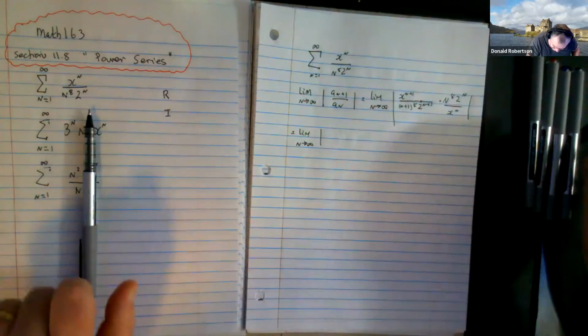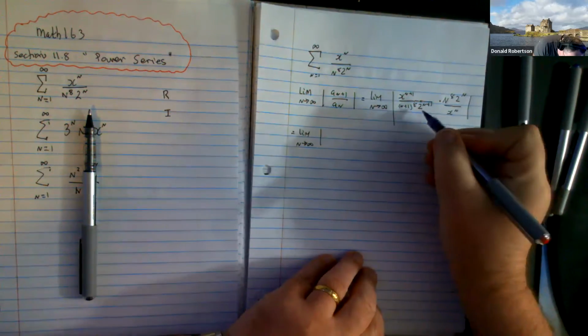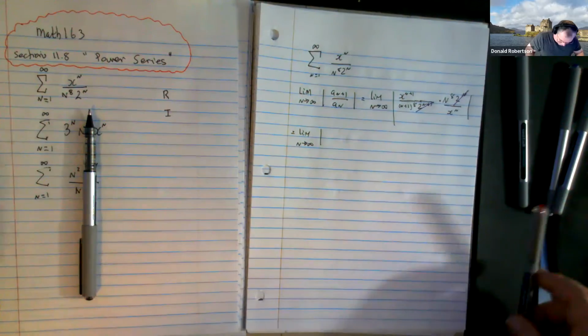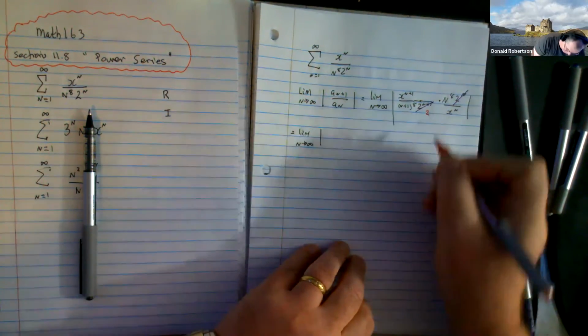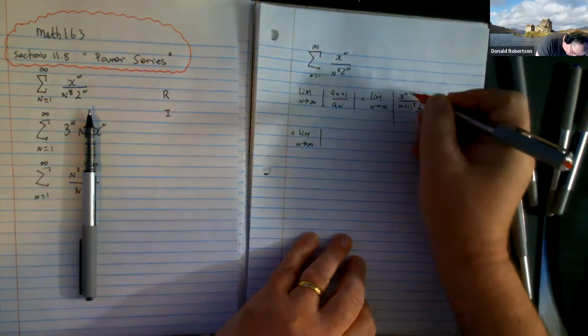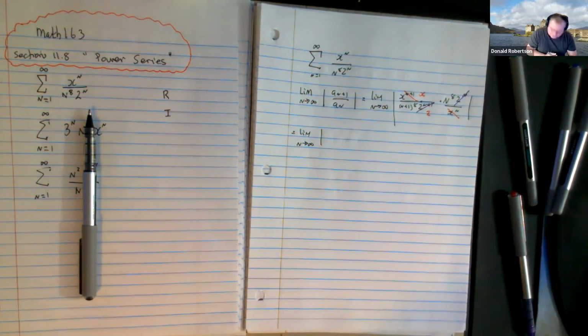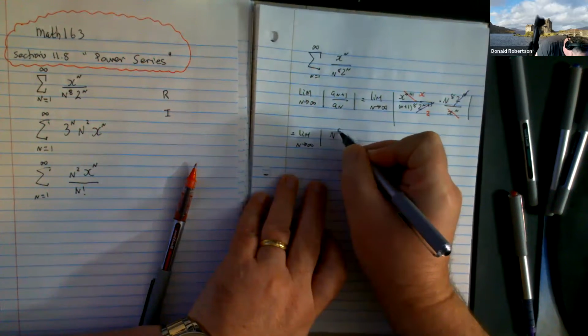Okay, let's go hunting for things that can cancel and things that can simplify. Would you agree the 2 to the n plus 1 and the 2 to the n cancel out? I thought that was right. And if we do that, there's going to be a 2 left over in the bottom. And the x to the n and the x to the n plus 1 cancel out, and we'd get an x in the top. Are we comfortable with that? Right. The next one I'm going to write down a little bit more work.